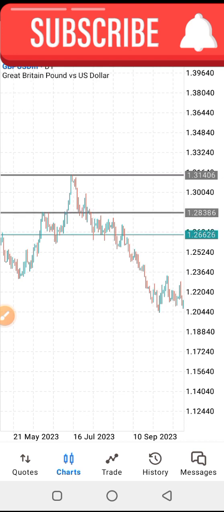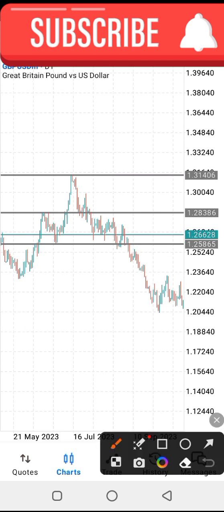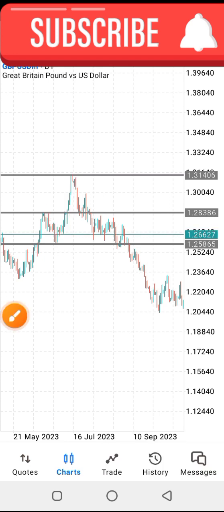You don't need to mark out all the levels. Just mark out the ones that look like major levels. See, this is like a support right there because it supported this price. When price came down here, it supported it, then pushed it up. So I need to mark that level also.